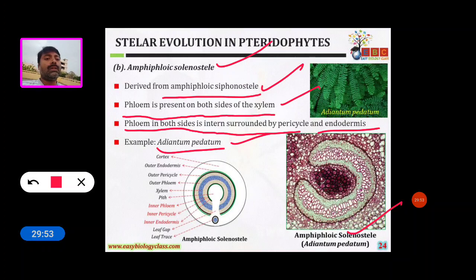In that stele we can observe this is the pith, and these are the leaf gaps and leaf traces. So this is the xylem, and this is the pith region, this is the inner phloem, and this is the outer phloem, and this is the inner pericycle, outer pericycle, and inner endodermis and outer endodermis. So this is the cortex, and these are leaf gaps and leaf traces.